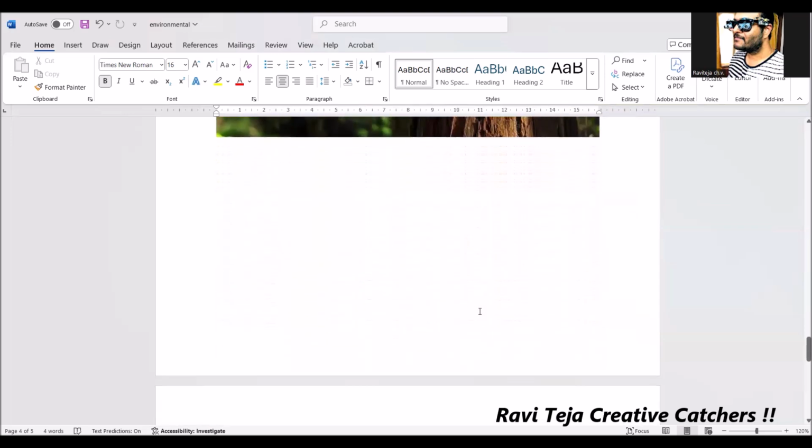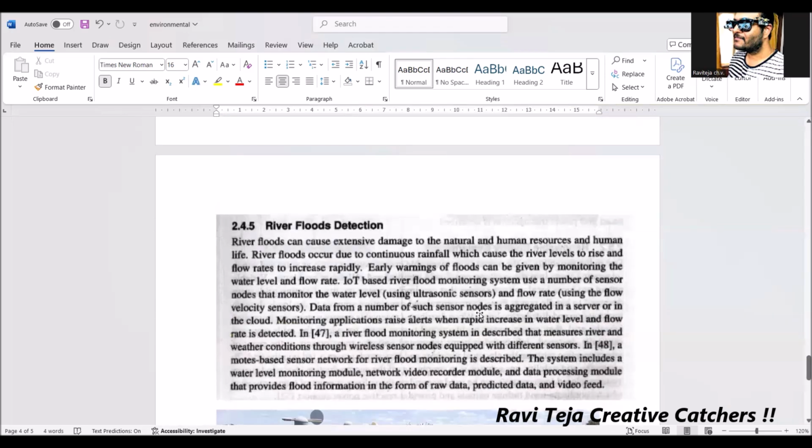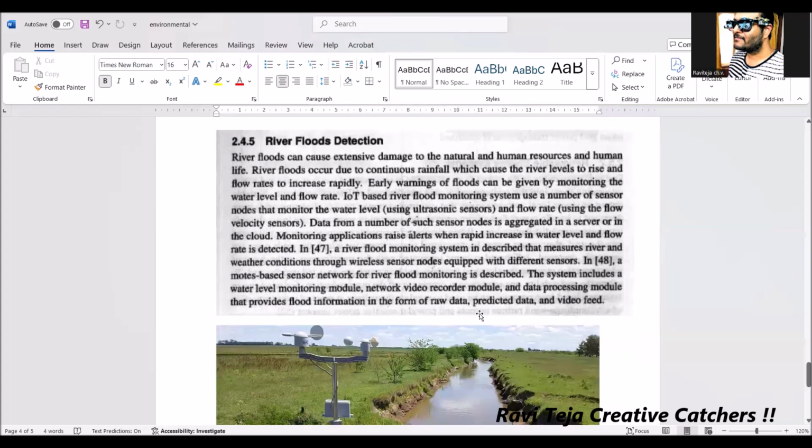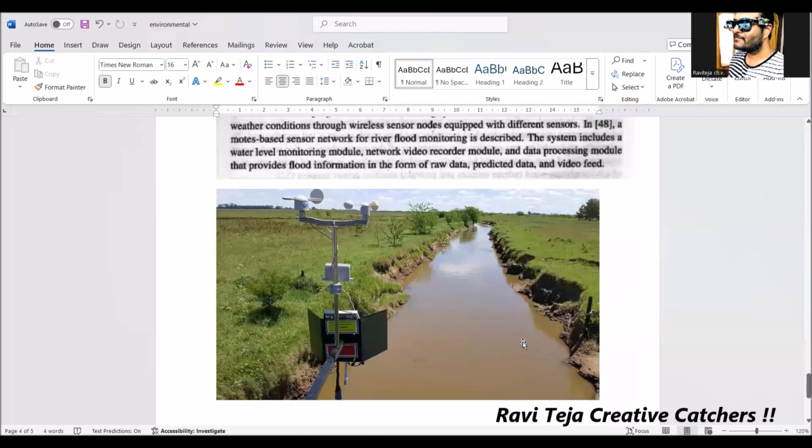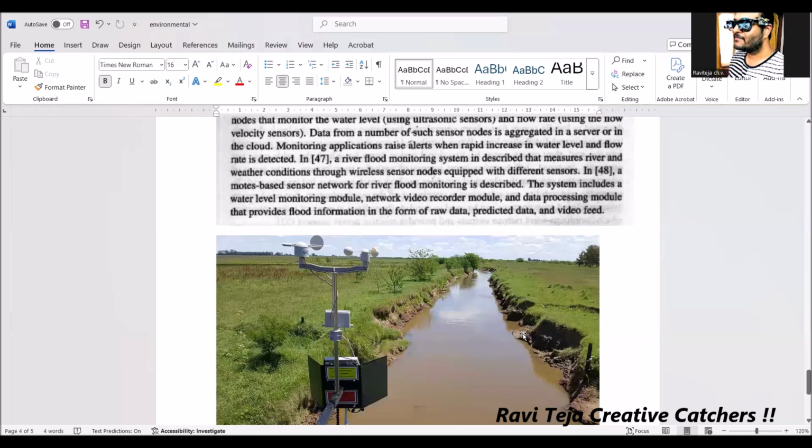Along with this, we have flood detection also. In environment monitoring, most of the time in the rainy seasons, we generally see that most of the cities and most of the villages are facing flood problems. So in order to avoid this, we also have some IoT devices. You can see this device in the picture, where there is a rise of water level at the canals or the rivers when floods occur.